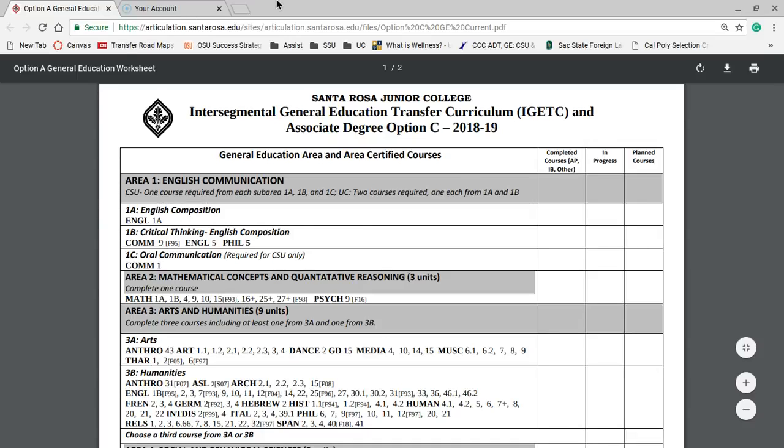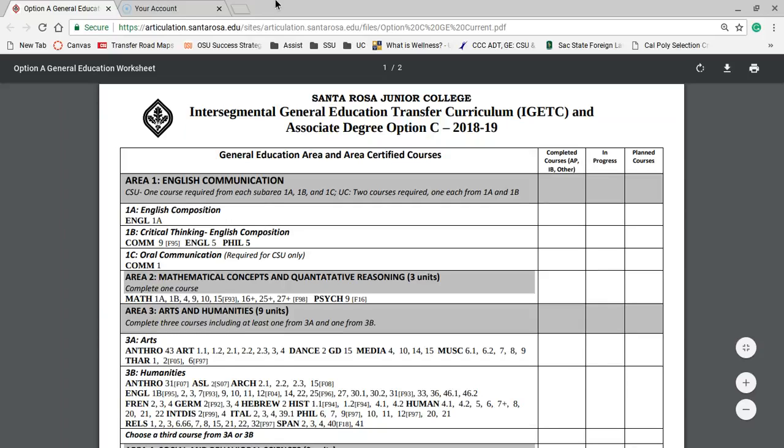All right, so we are going to go over IGETC, which is the Intersegmental General Education Transfer Curriculum. And if you were to go and see a counselor, the IGETC is option C and is printed on pink paper. So you can use the IGETC to transfer to a UC or a CSU, and you can also use the IGETC to obtain an associate's degree from SRJC.